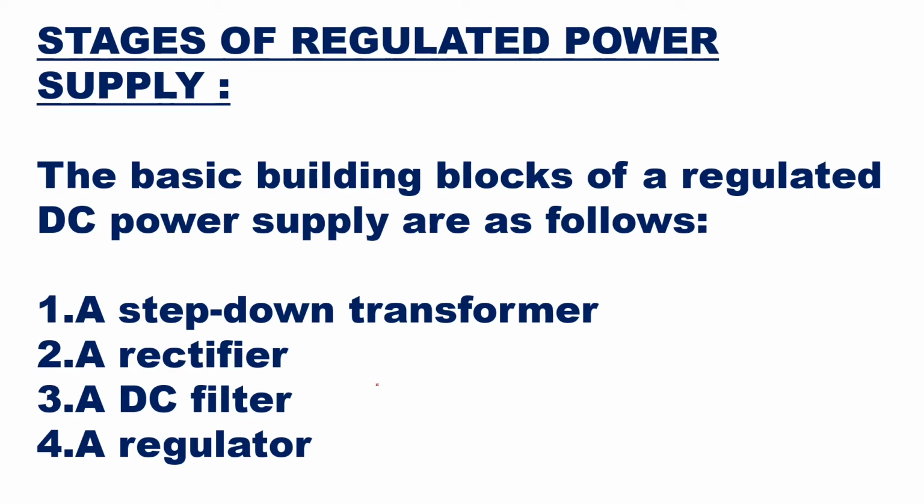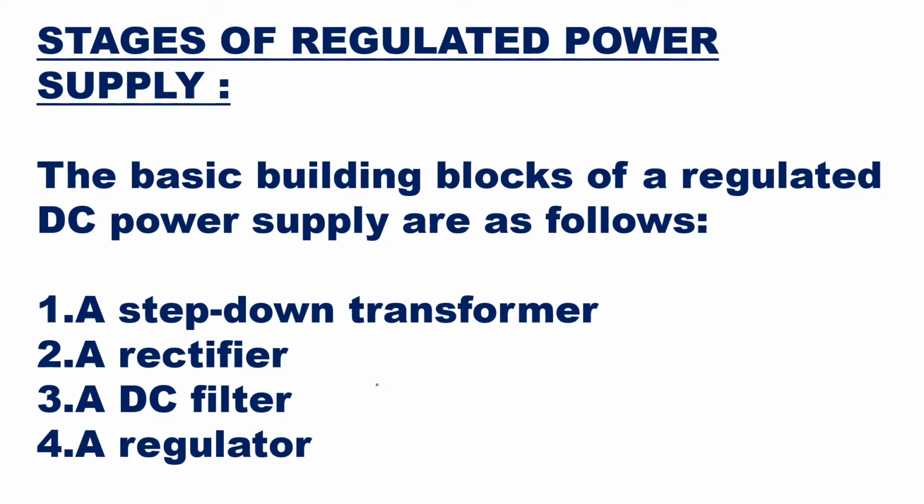Then second, we have a rectifier which will convert the AC voltage output of the transformer into a pulsating DC. Then we have a DC filter which will convert the pulsating DC into a pure DC. And then we have a regulator which will see that the pure DC remains constant in spite of line regulation or load regulation.